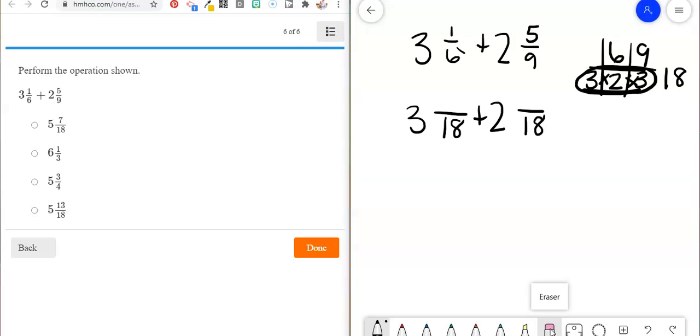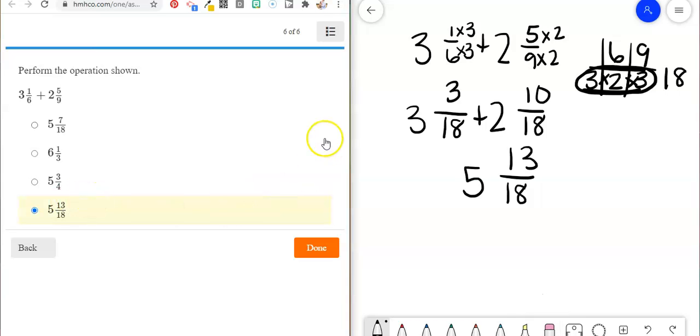To make 6 into 18, I'm going to multiply by 3. 1 times 3 is 3. To make 9 into 18, I'm going to multiply by 2. 5 times 2 is 10. My whole numbers, when I add them together, is 5. My denominator is 18. And then my numerators are 3 plus 10, which is 13. And we have our answer right there. And you're done with check understanding.